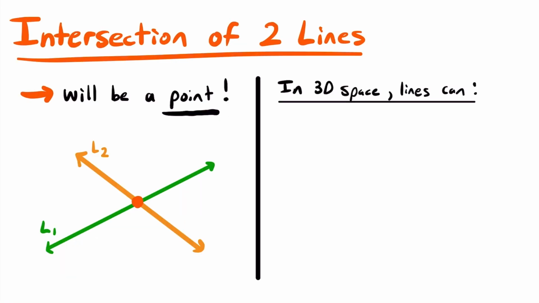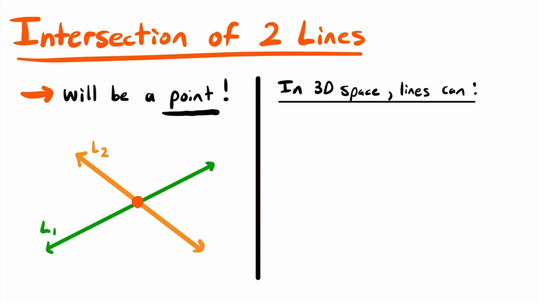All right, so next up, we're going to take a look at the intersection of two lines in 3D space. And as you might have been able to guess, the intersection of two lines will be a point. And so you can see that with this diagram right here. We have line 1 and line 2 that intersect, and that intersection is, of course, a point.